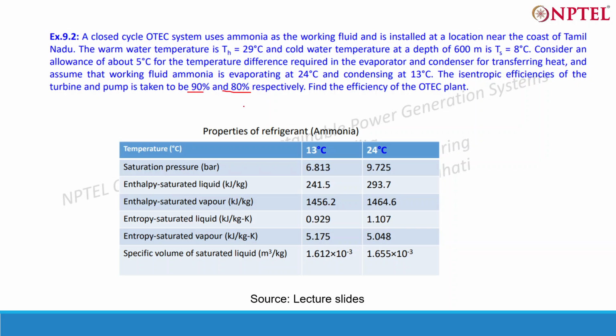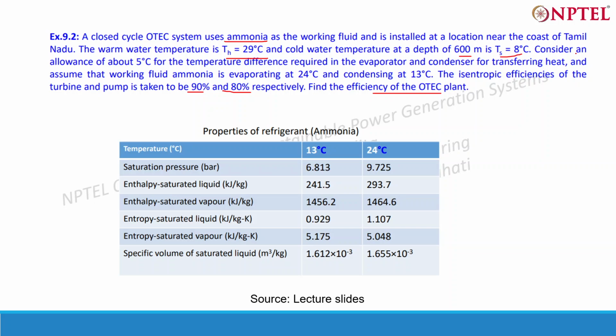Okay, so this has to be taken into account. So find the efficiency of the OTEC plant. The OTEC plant uses ammonia as the working fluid and is installed near the coast of Tamil Nadu. Warm water is at temperature TH of 29 degrees Celsius, and cold water comes from a depth of 600 meters.